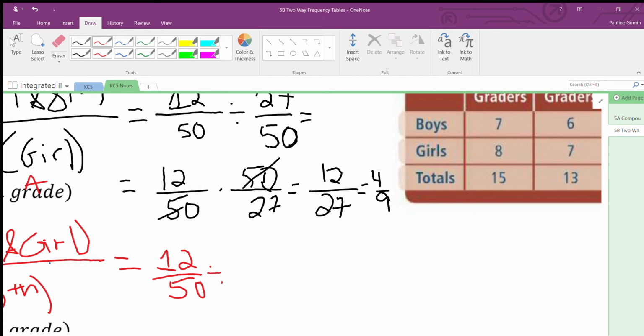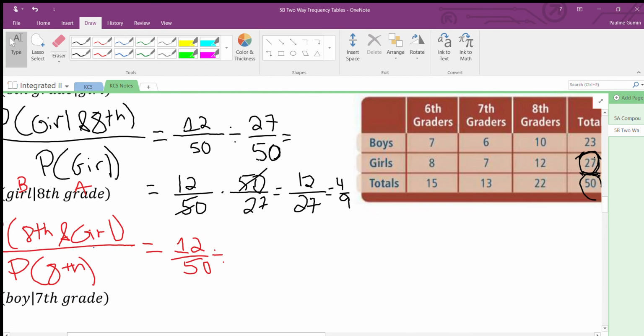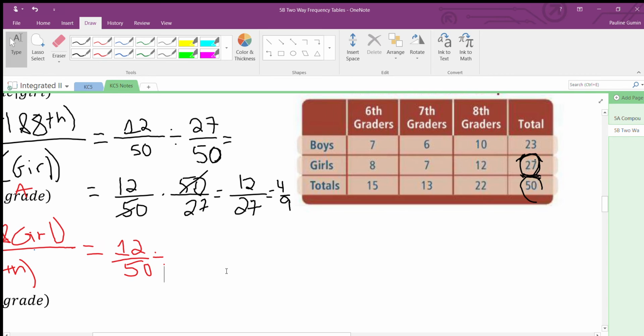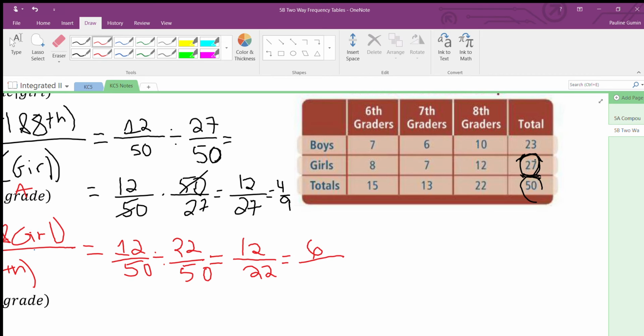I'm going to divide it by the probability of an 8th grader happening in general. Okay, well, let's take a peek. We have a total of 22 8th graders out of 50. So 22 out of 50. We go ahead and divide that. Just like in the previous problems, our 50s end up canceling. We get 12 out of 22, which I happily reduce to 6 over 11.